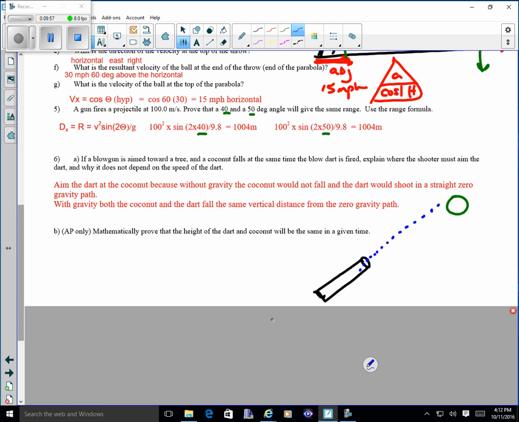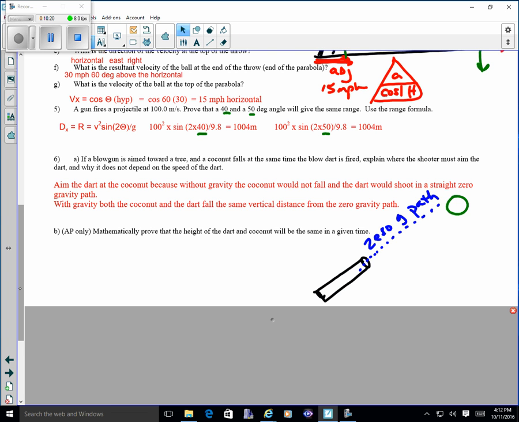Okay? So aim the dart at the coconut, because without gravity, the coconut would not fall and the dart would shoot into a straight zero gravity path. But with gravity, here's what happens. With gravity, the coconut starts to fall. And so now the coconut ends up right there. But the dart falls the same amount as the coconut does.